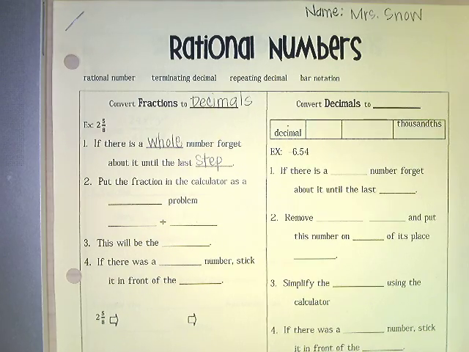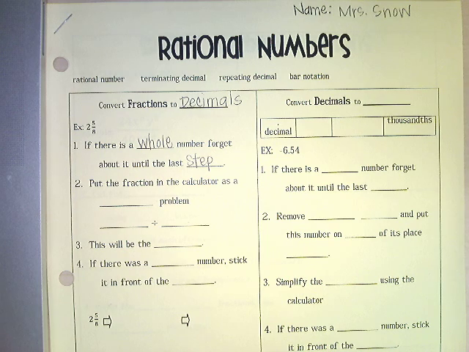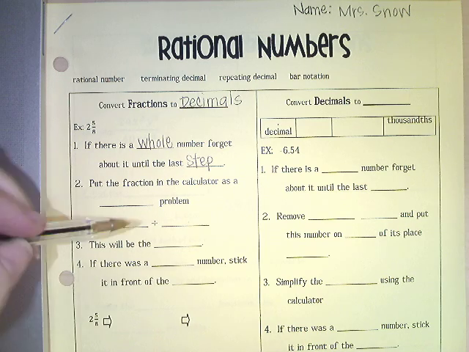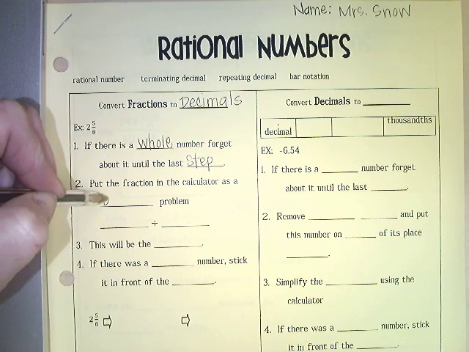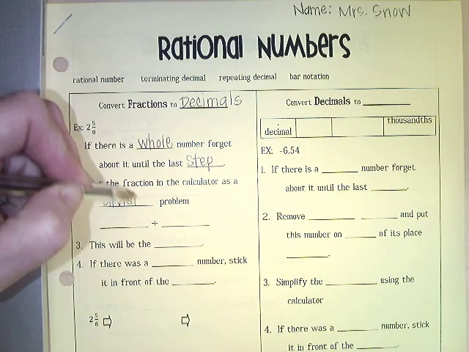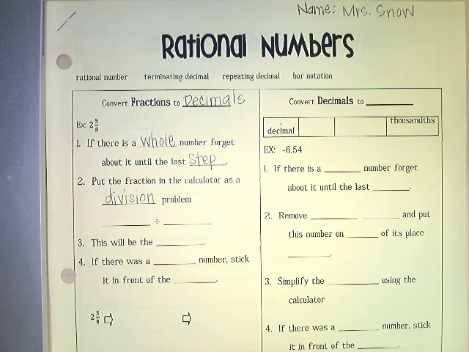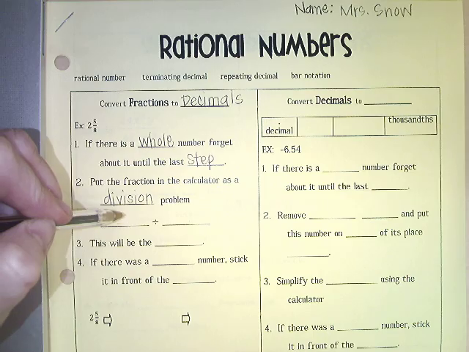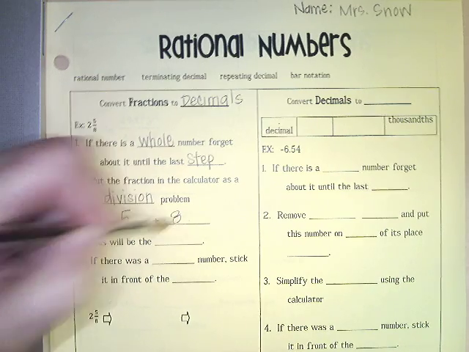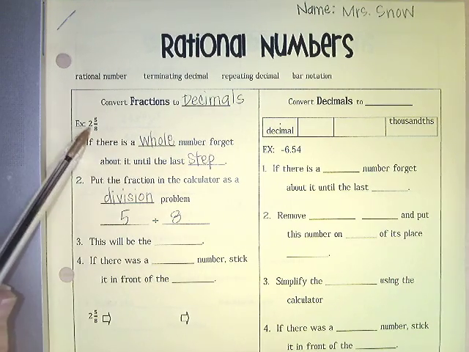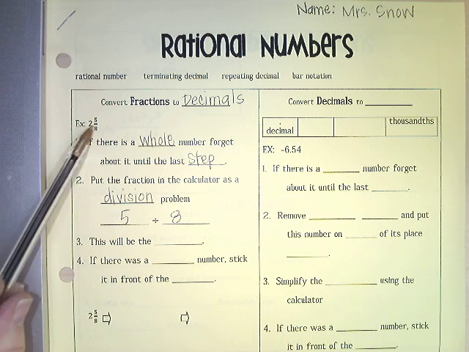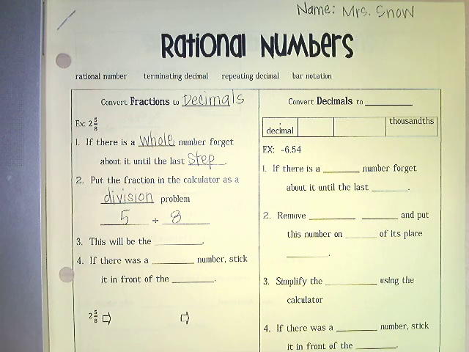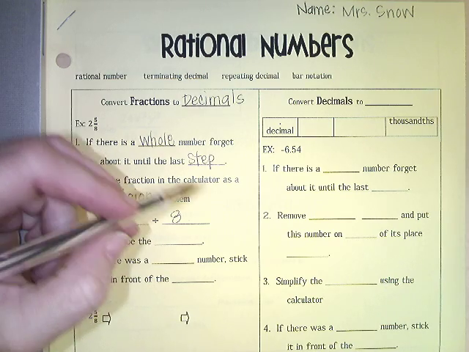All right, today we're going to put the fraction in our calculator, but instead of using the ABC key, which would just simplify that fraction to a smaller one, we're going to use it as a division problem. Because what that's going to do is force it to go into a decimal number. So let's start with the first one. We're going to take the number 5 and divide it by 8. Why? Because we forgot about that whole number for just a minute until the last step. We took the 5 and we divided it by the 8. This will be the decimal number that will come out.